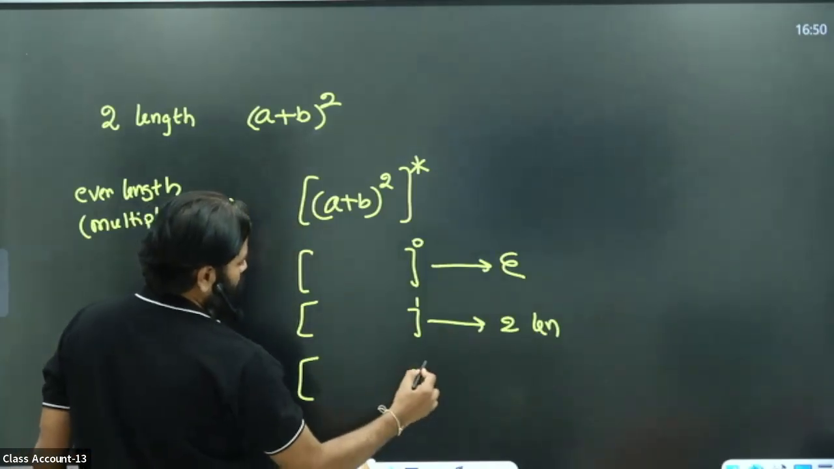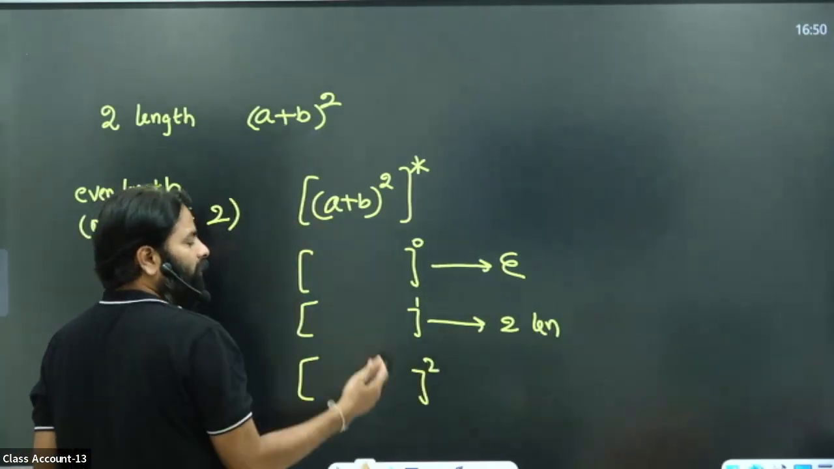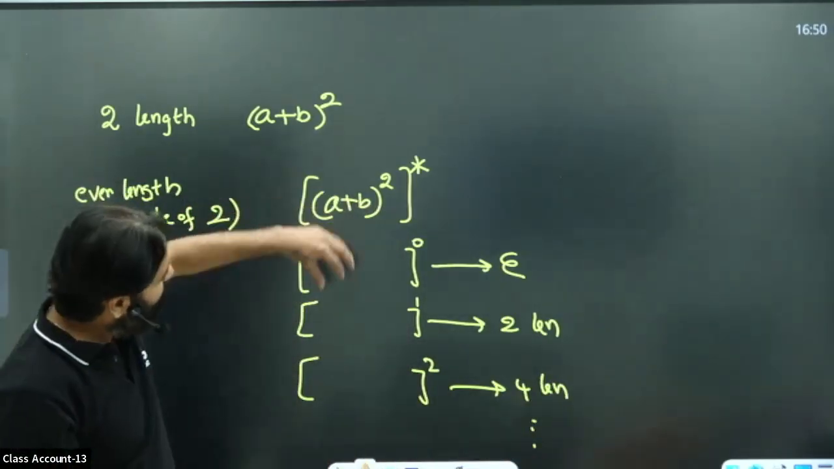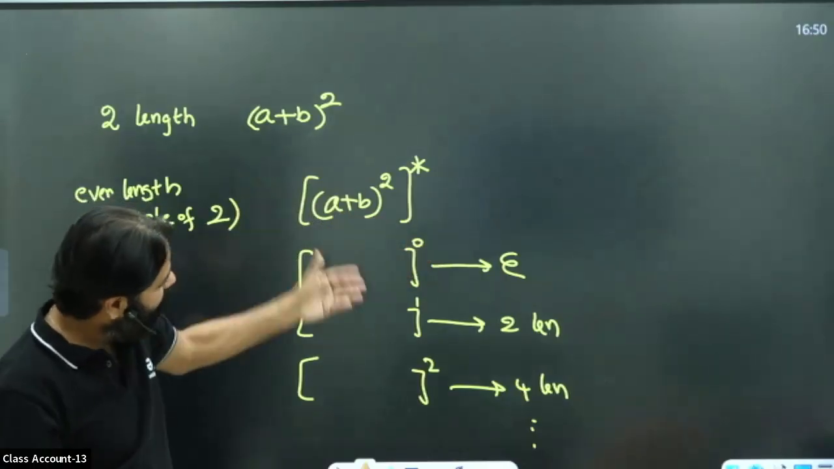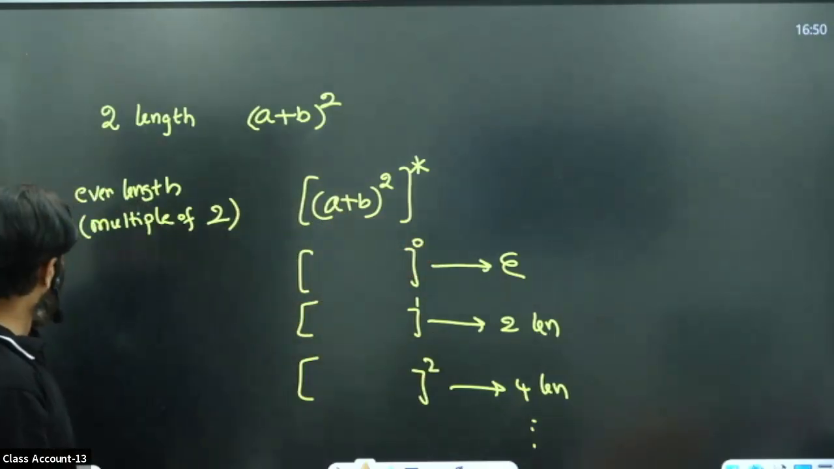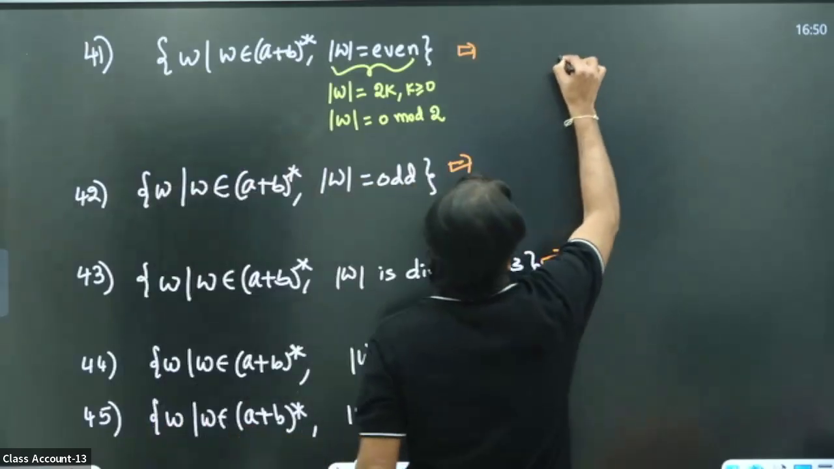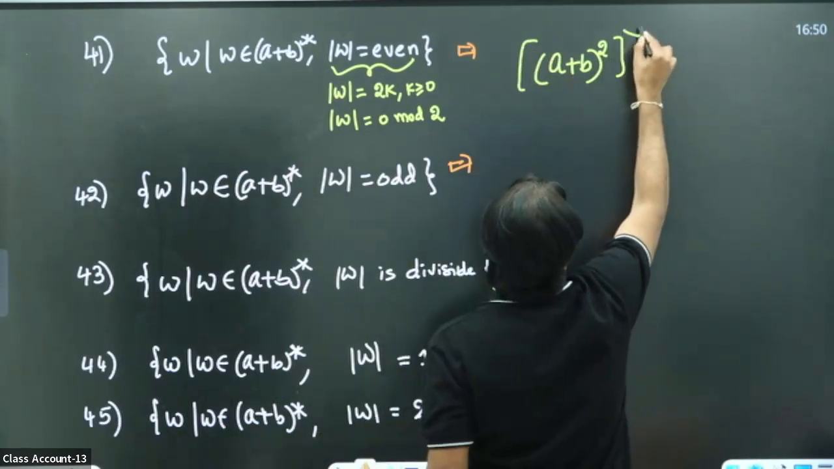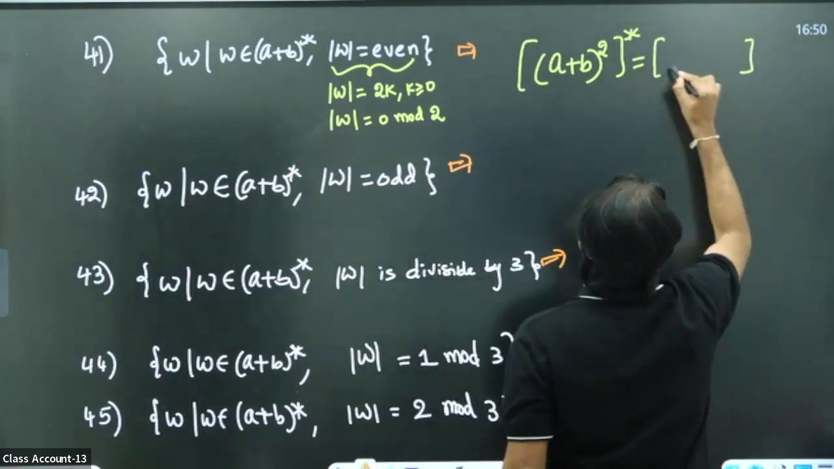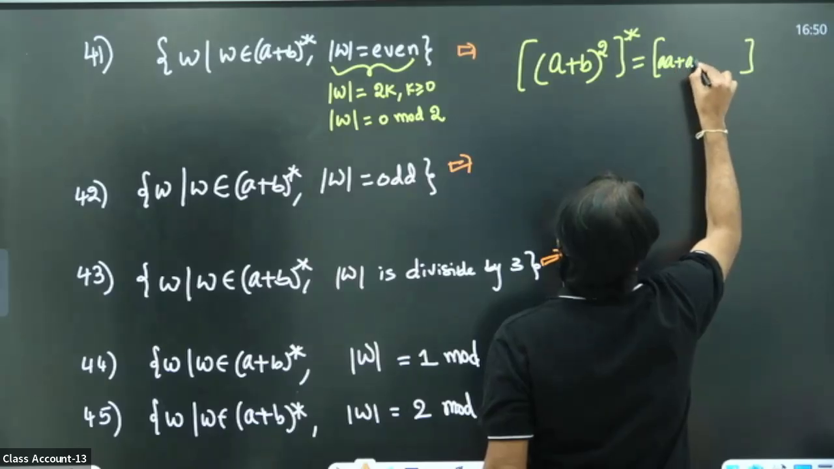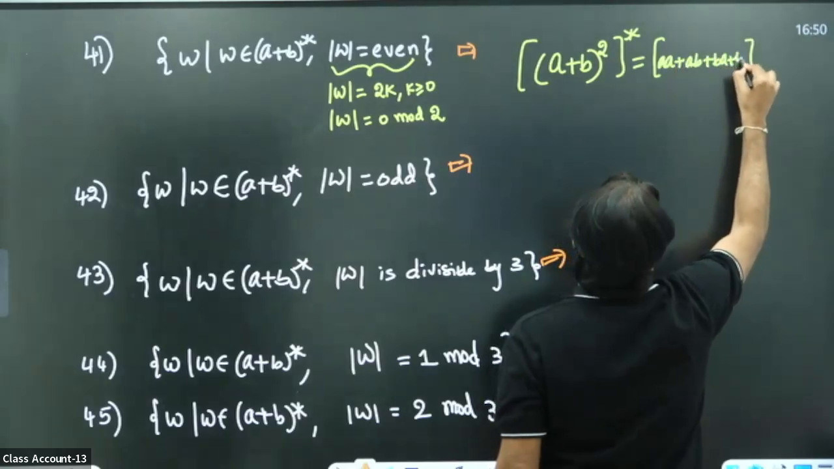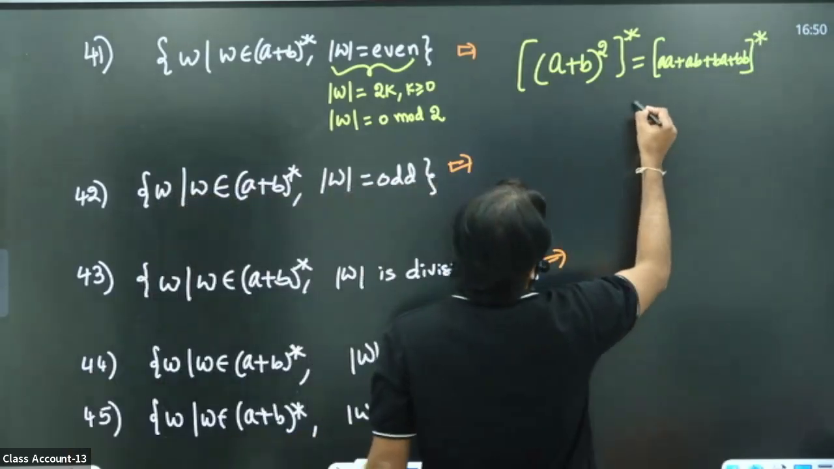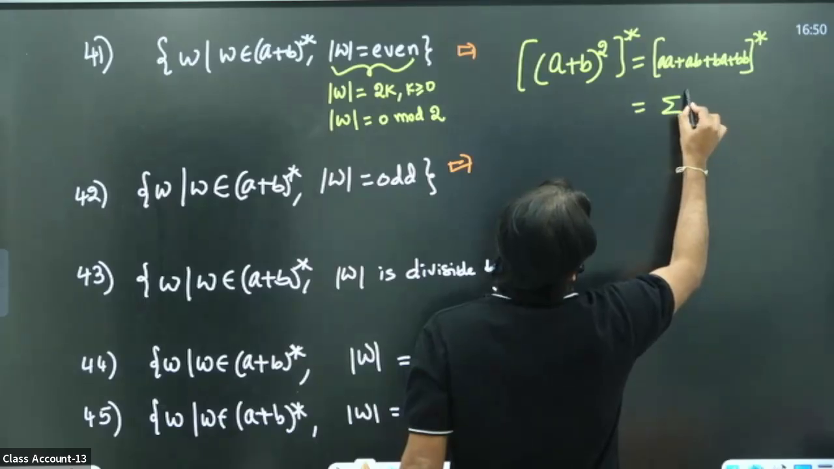If you put a power 2, 2 length followed by 2 length, what will happen? 4 length. You'll get all even lengths because you are repeating 2 length only. 2 length 0 times is epsilon, 2 length 1 time is 2 length, 2 length 2 times is 4 length. So this is how you get even length. So here you should write (a plus b) whole square whole star. Otherwise, you can simplify that all the 2 length strings, aa, ab, ba or bb, you can repeat any number of times. Both are same. In simplest form, you'll write sigma square whole star.